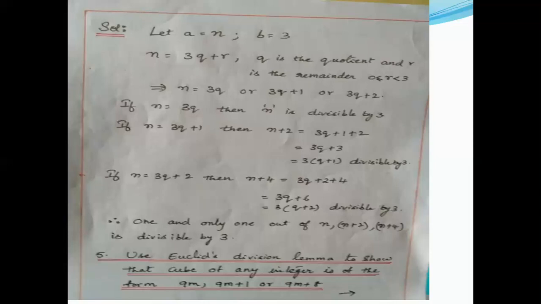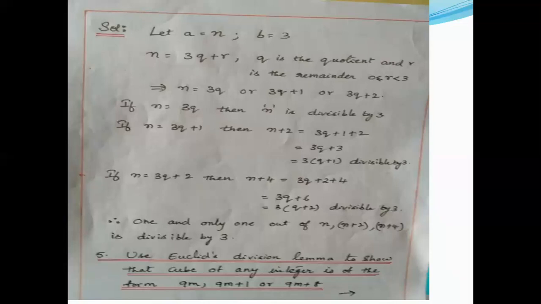If n is equal to 3q plus 1, then n plus 2, according to the question, is equal to 3q plus 1 plus 2. That is equal to 3q plus 3. That is equal to, if you take 3 common, 3 into q plus 1. Again, q plus 1 is a multiple of 3, so it is divisible by 3.